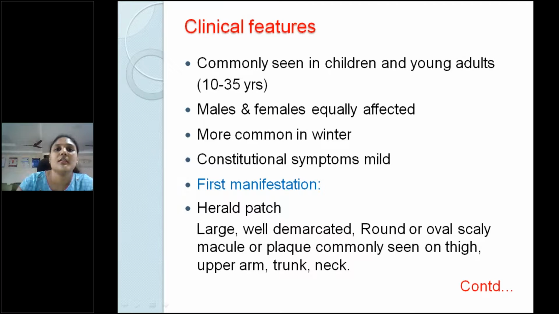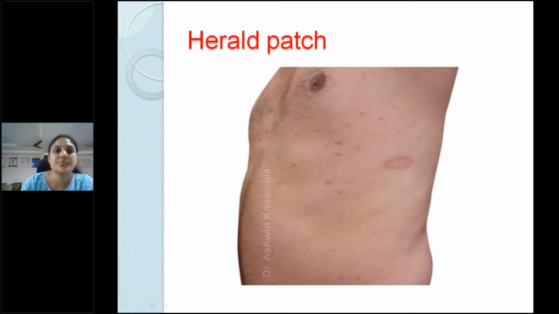First, a patch will develop. We call it the herald patch. It is a large, well-demarcated, round or oval, scaly macule or plaque, commonly seen on the thigh, upper arm, trunk, and neck. These areas are very common. So this typical lesion will develop first in that area.